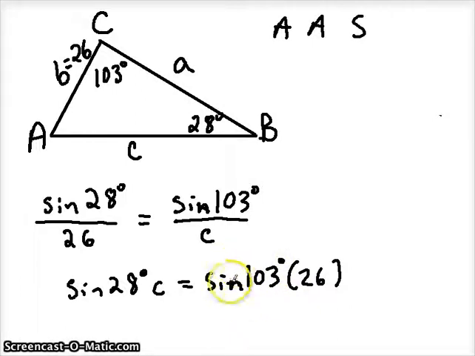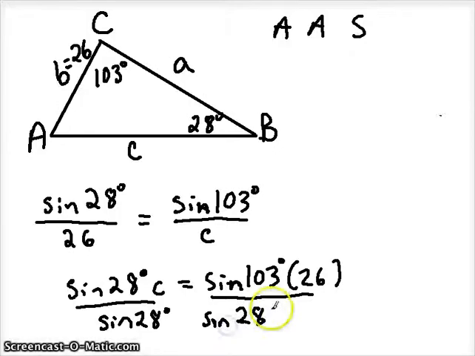So if you find the sine of 103 degrees, multiply that decimal value by 26, and then divide both sides by the decimal value of sine of 28 degrees, then you will solve for c. This will go away. When you do this division, you will get the length of c, and I believe it's about 54.